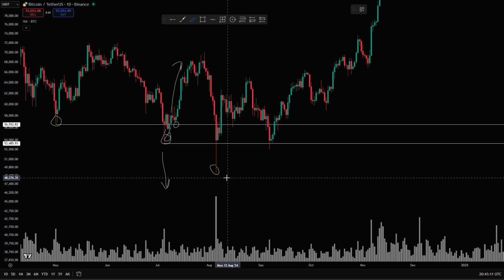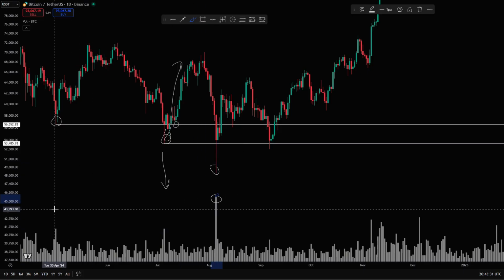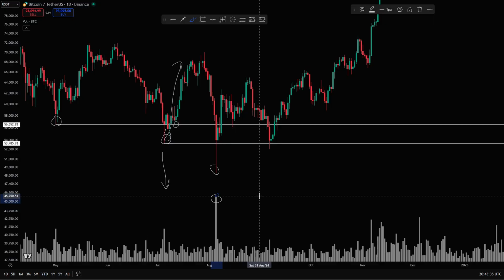A couple things to note though is how drawn out this wick is, and then the most important thing to note is how much volume came in. So this shows that although price was dumping quite quickly and quite significantly, there was more trading activity that happened in this dump than anywhere else in the past. This also shows potential accumulation.